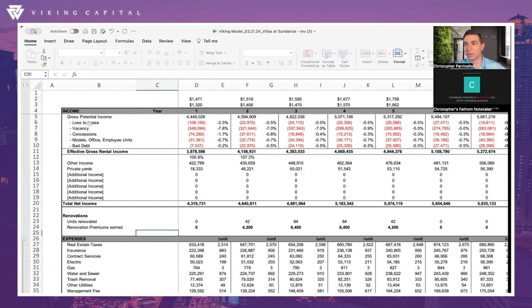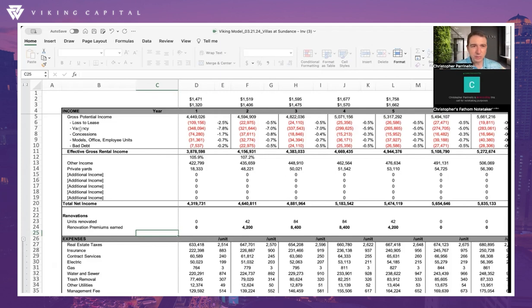Loss to lease is going to be the time in between tenants. So think somebody agrees to move out, they leave, and it takes 2 weeks for a new renter to come in. We're refurbishing that unit and getting the new renter in. Every day that property is not occupied, it's a loss of revenue, so it has to be accounted for.